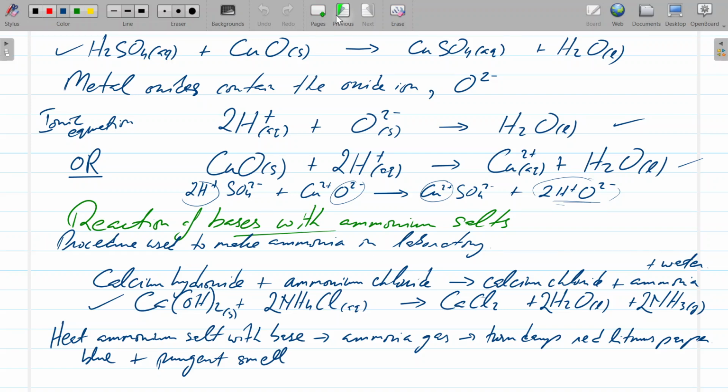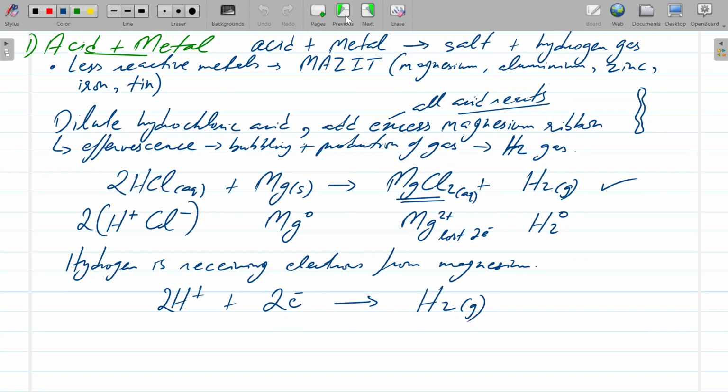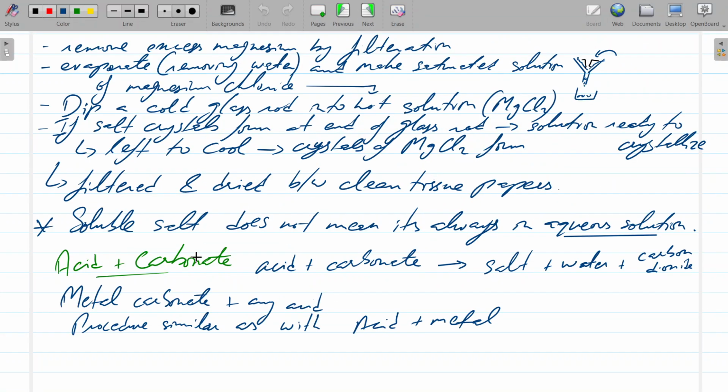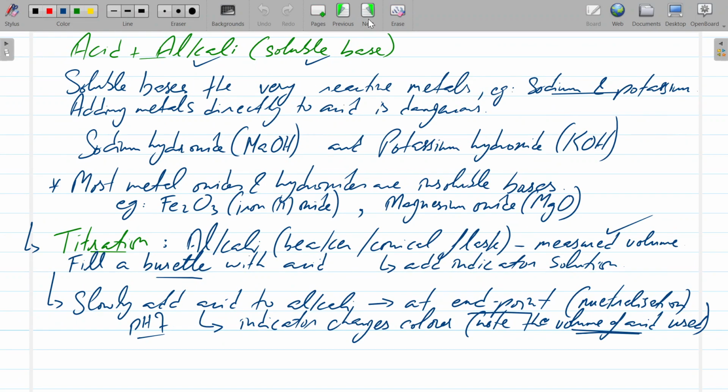Yesterday, we talked about preparation of salts. We had already talked about the addition of a metal to an acid. Yesterday, we covered making carbonates by adding a carbonate to an acid, and then neutralization by adding an acid and alkali.